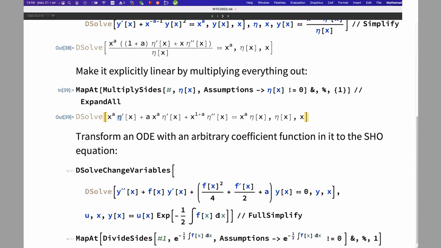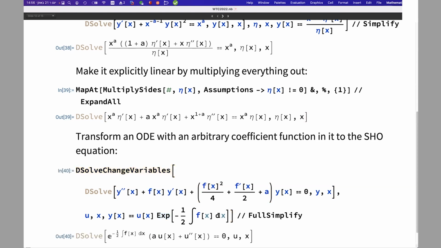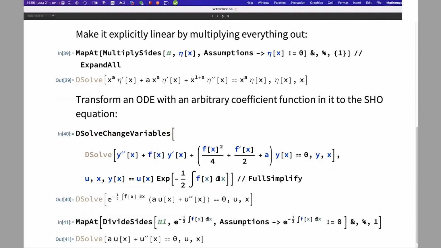And this is a very cute example. I have an arbitrary variable coefficient function here. And by a well-chosen change of variables involving an integral, I can transform it into the simple harmonic oscillator equation with, because A is a constant, just the second derivative equal to 0.